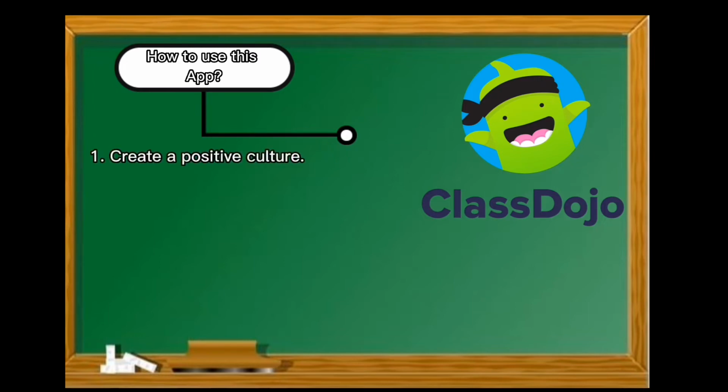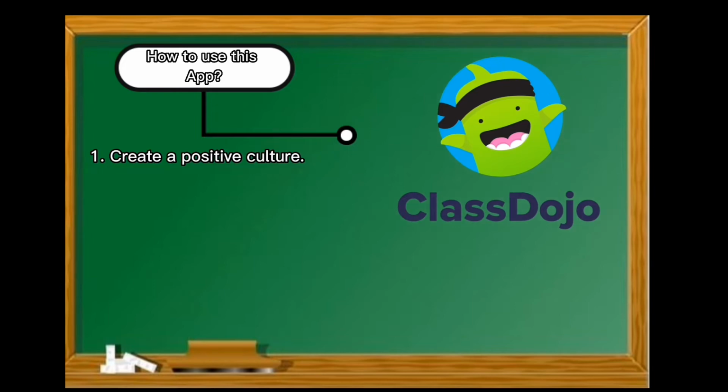First, create a positive culture. Teachers can encourage students for any skill or value, whether it's working hard, being kind, helping others, or something else. The teacher helps students grow by giving regular positive feedback in class and on their personal digital portfolio. Second, give students a voice. Students can showcase and share their learning by adding photos and videos, like poems, speeches, and artwork, to their own portfolios. Third, share moments with parents.